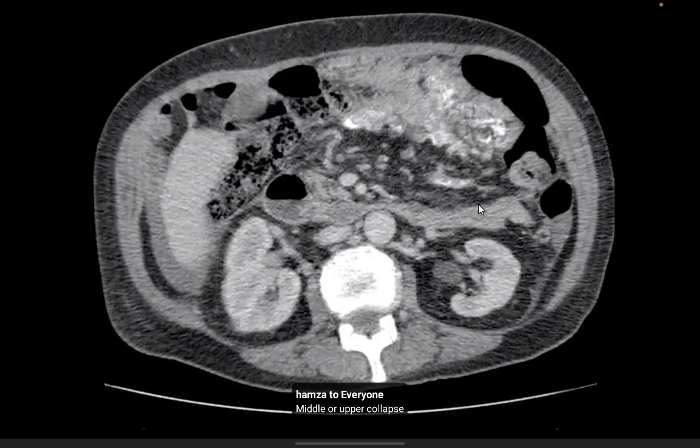Okay, this is a middle-aged female with abdominal pain. Omental caking, yeah, that's right.